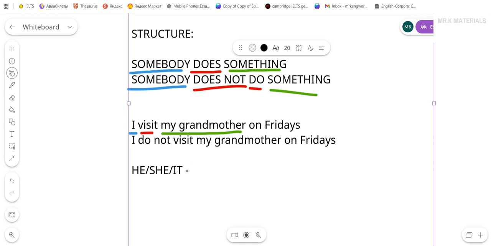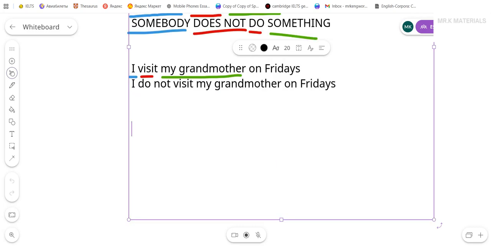For example, my brother, so this is "he," right? My brother, I don't say "visit," I say "visits." If you have "visit" here, this breaks the rule of subject-verb agreement. They should agree with each other. "Visit" right now doesn't agree with "my brother." When I say "visits," now it agrees. So they're following the rule here without any problems.